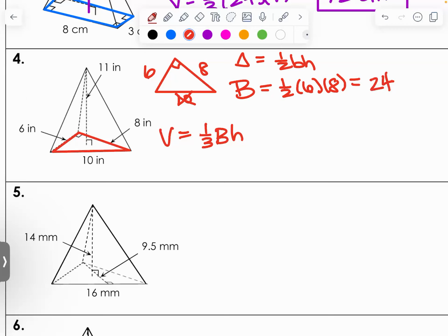24 is the area of our base. What is the height of our pyramid? Okay, so notice how 10 is there, but 10 means nothing to us. So the answer is 24? No. The answer is 1/3 times the area of our triangle times 11, which is the height of our pyramid. So 1/3 times 24 times 11?